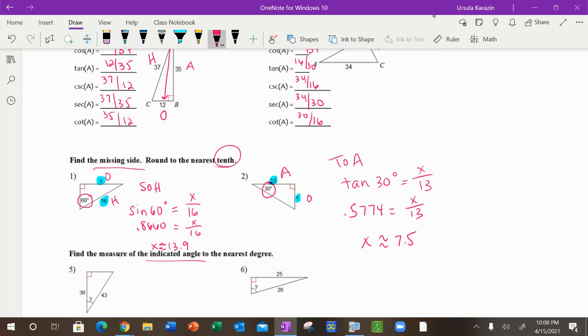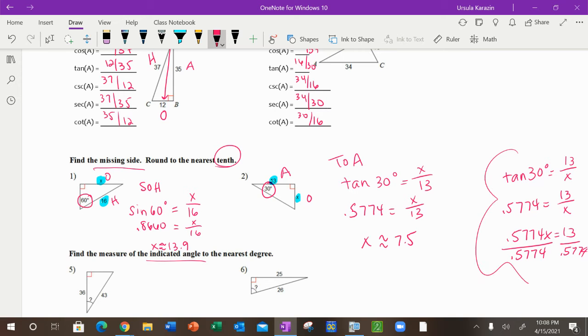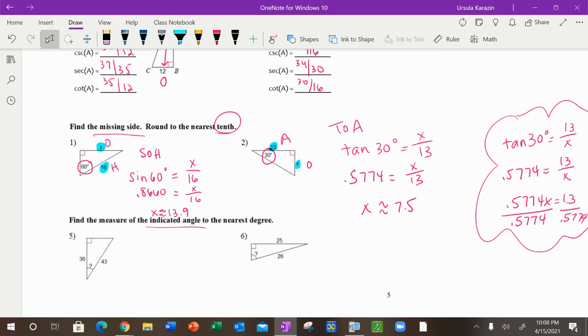Sidebar real quick. Sometimes you have a problem that looks like this instead. Tangent of 30 degrees equals 13 over x. If that's what it had been, then after I had gotten to this step, I would multiply both sides by x, and then divide both sides by that decimal, and that would be how I do that one. Okay, so there'll be some on the homework, I think. If not, we need to make sure we practice some where your variable is in the denominator.